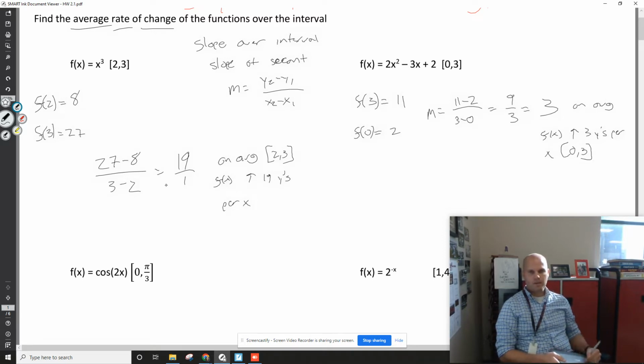Okay, and now we can compare these two numbers. It's like, oh, this one up 19 y's per x, this one up 3 y's per x, this one increased faster on average.